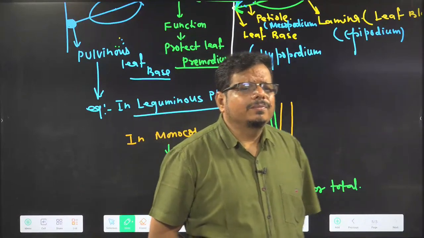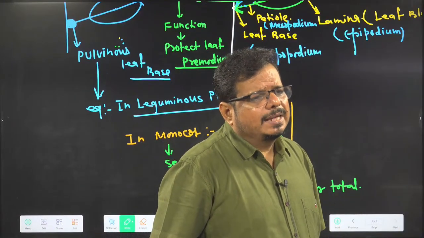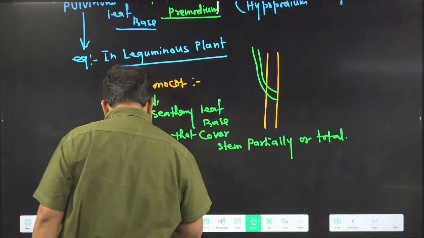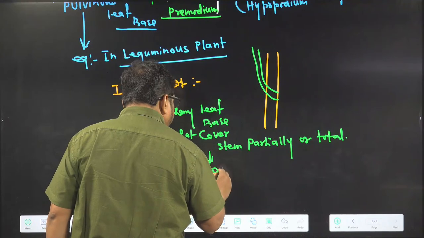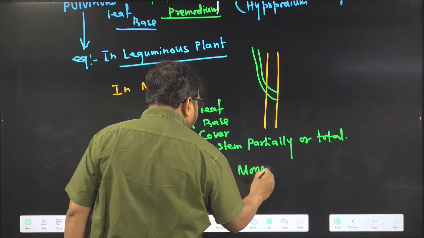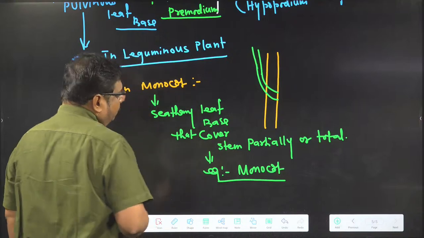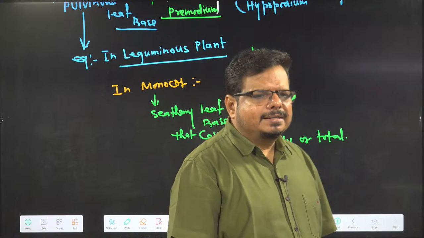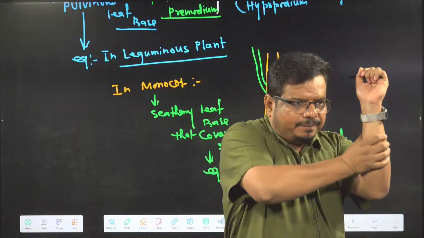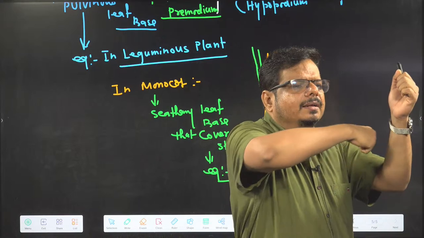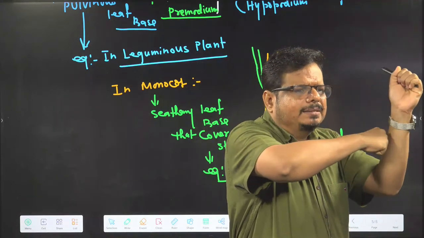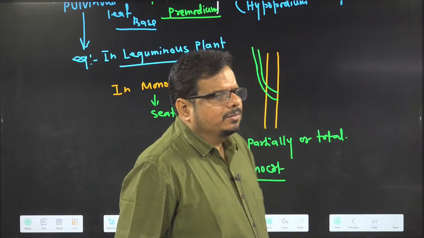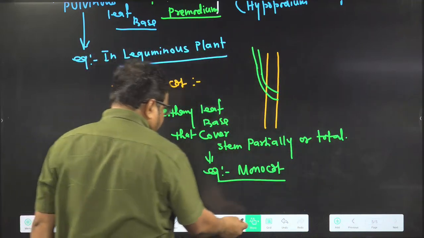That is called which kind of leaf base? Sheathing leaf base. An example of this particular one is which one? Example is monocot. So you got the idea about the leaf base. Two types of leaf base we are finding. One is pulvinus leaf base. Another is sheathing, covering like this, which occurs in monocot. Swollen leaf base attached to the stem like this, in which one? Pulvinus leaf base. So there are two types of leaf base we have seen.